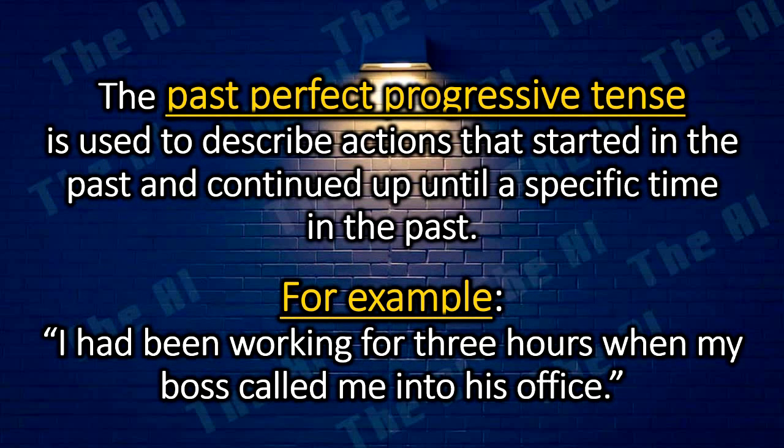The past perfect progressive tense is used to describe actions that started in the past and continued up until a specific time in the past. For example, I had been working for 3 hours when my boss called me into his office.